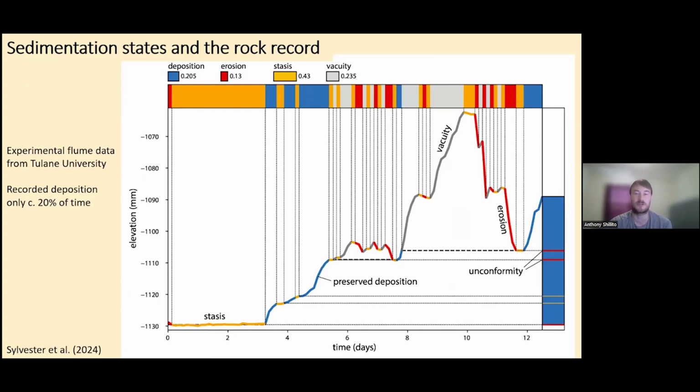I've just put this up to illustrate how little of the preserved time in the rock record is made up of deposition. Here we have, for example, 0.205, so about a fifth of time is deposition, just over 10% is erosion, 40% in this example is stasis, and then vacuity is where we've had deposition that's then subsequently been removed from the record by erosion. So yeah, there's a lot of time in the record that isn't being recorded as deposition, it's being recorded as something else.